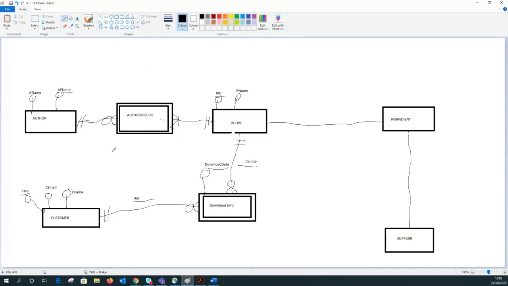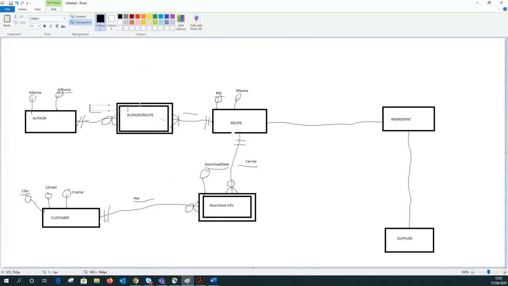So what is the identifier for the author recipe? If you take the author's phone number and the recipe ID from this side to this side, actually that is enough to make an author recipe a perfect identifier, right? So a combination of the recipe ID and author phone makes a unique ID in this case. So that means we now need to highlight the relationship names in order to indicate we are taking the primary key from the left and right to the weak entity.